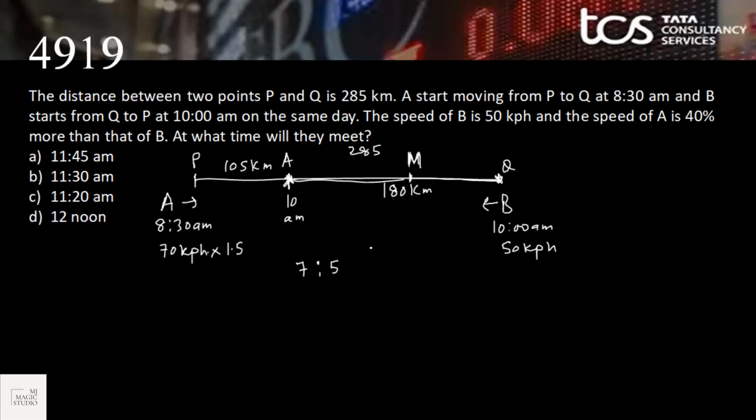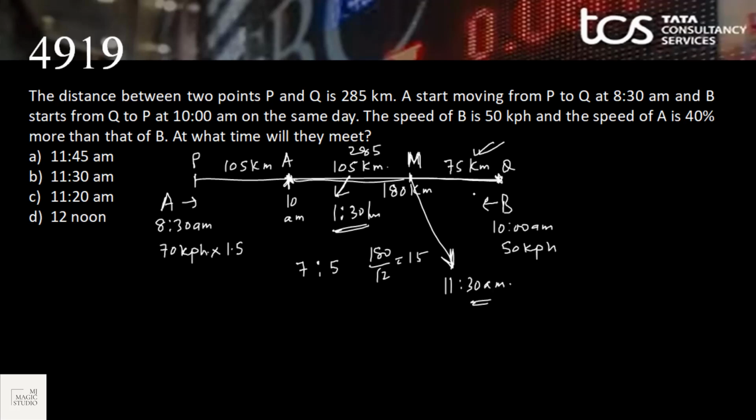7 plus 5 is 12. 180 by 12 is 15. So 15 into 5, this is 75 kilometers. 180 minus 75, this is 105 kilometers. At what time will they meet? How much time will A take to cover 105 kilometers? We know it will take 1.5 hours to cover 105 kilometers. So from 10, if we add 1.5 hours, time of meet at point M is 11:30 am.